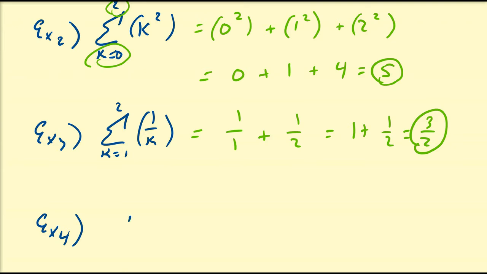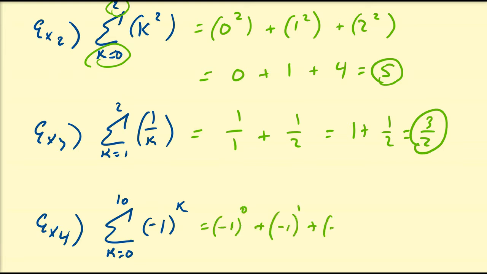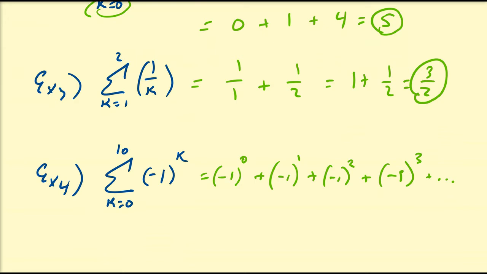So another basic example. Suppose we have the sum from k is equal to 0 to 10 of negative 1 to the power of k. So we're going to replace k with all the numbers from 0 to 10. So this is going to be negative 1 to the 0, plus negative 1 to the first, plus negative 1 to the second, plus negative 1 to the third, plus all the way down to, let's go down a few terms, say negative 1 to the 8th, plus negative 1 to the 9th, plus negative 1 to the 10th.